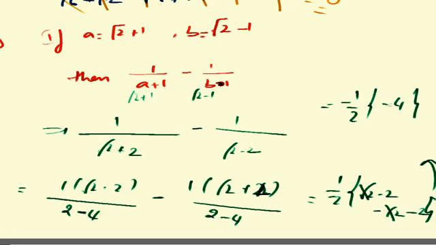Now you try to solve the problem. Minus into minus plus. 2 1s are 2, 2 2s are 4. So the answer is 2. This is how we will be solving the problem.